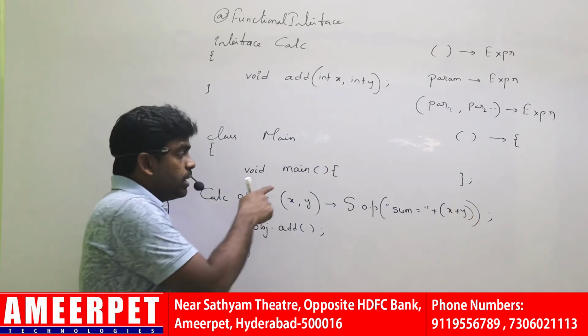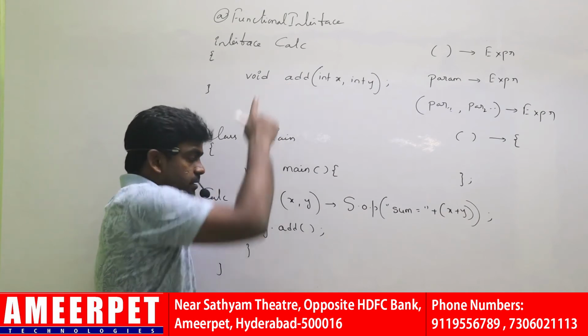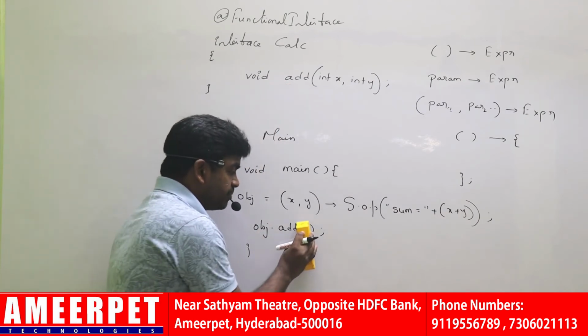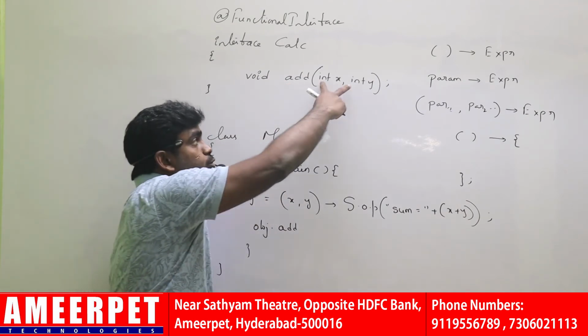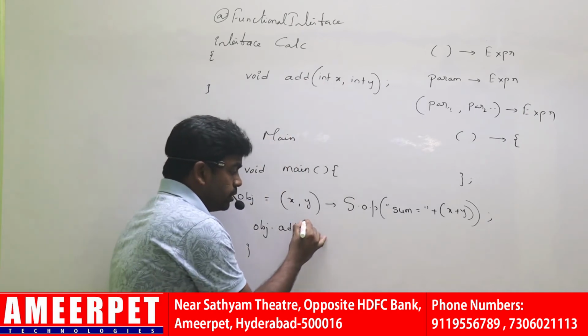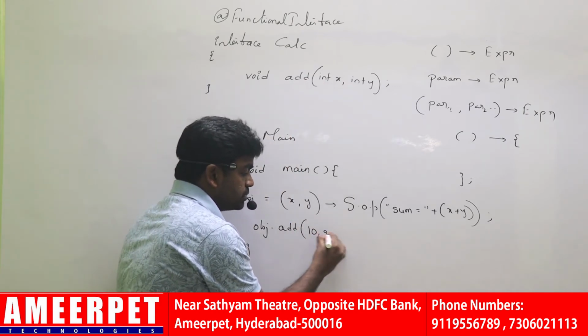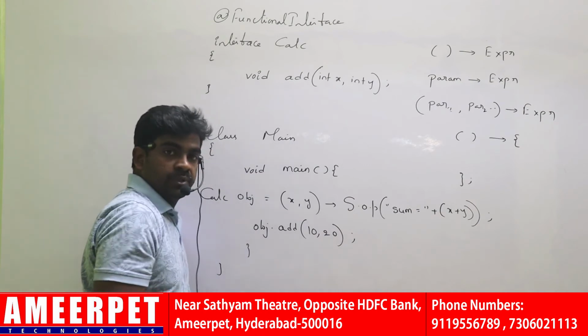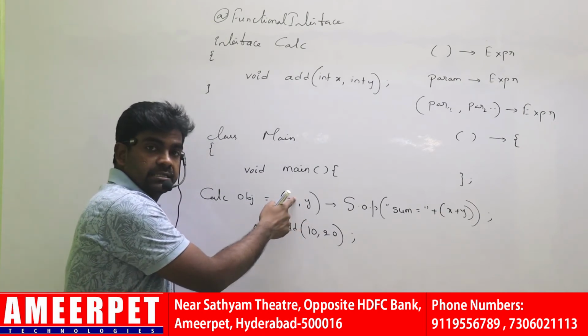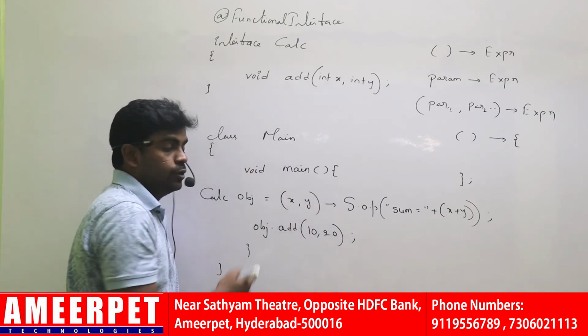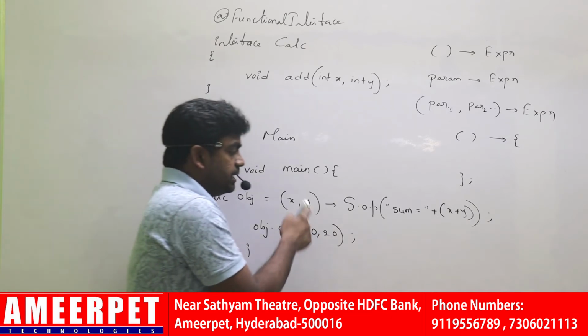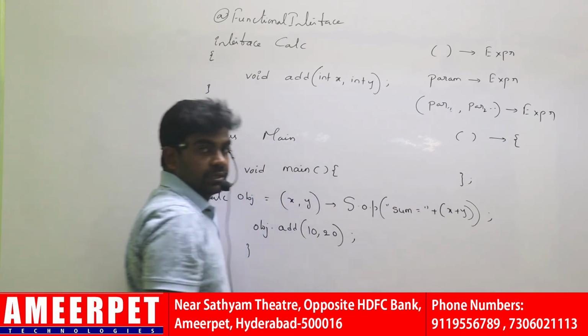So now whenever you are calling this method, the method is expecting two parameters from you. So you have to pass two values, 10 and 20. 10 will go and store into x, 20 will go and store into y. Then it will collect the values and display that.